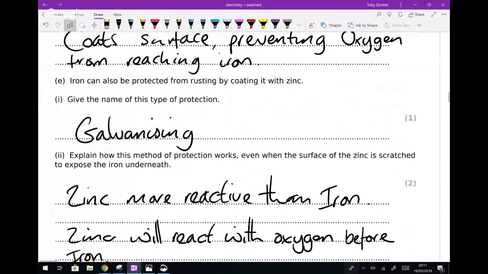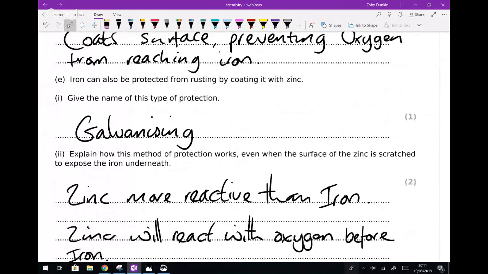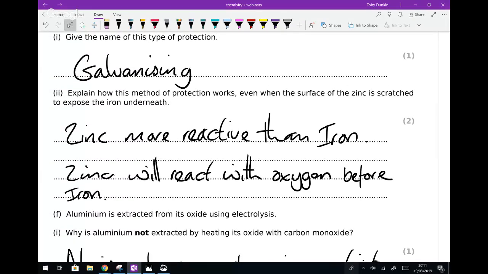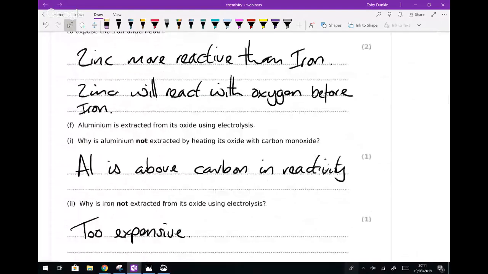Iron can also be protected from rusting by coating it with zinc. Name this type of protection. Galvanizing. State how this method protects even if the surface of the zinc is scratched. Zinc is more reactive than iron, so the oxygen will react with the zinc before it reacts with the iron. It'll just preferentially choose the zinc over iron because it's way more reactive. So that's pretty easy. It'll just say it's more reactive, so it'll go for it first.